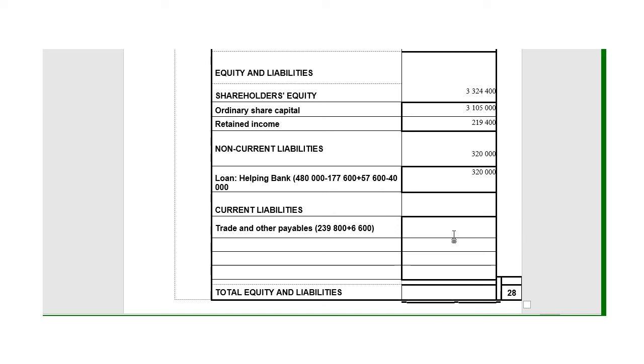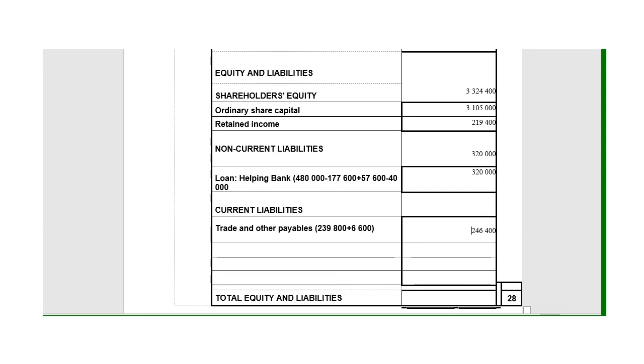So I'm going to just add those two and put them in as my trade and other payables. So it is the 239,800 plus 6,600. Let's just work it out quickly. Okay, good. That gives me 246,400. Put it in, 246,400. Right, so my total trade and other payables, 246,400. And we'll carry on in the next part with the rest of the balance sheet.